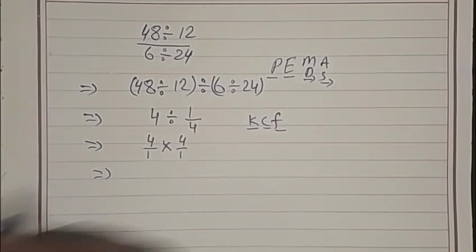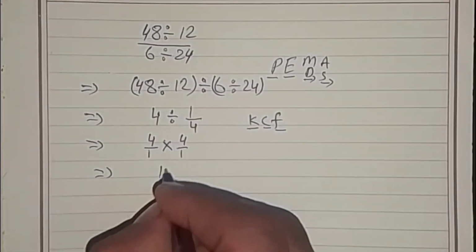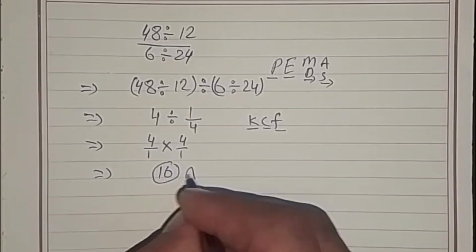Now they give us 4 times 4 gives 16. So the final answer is 16.